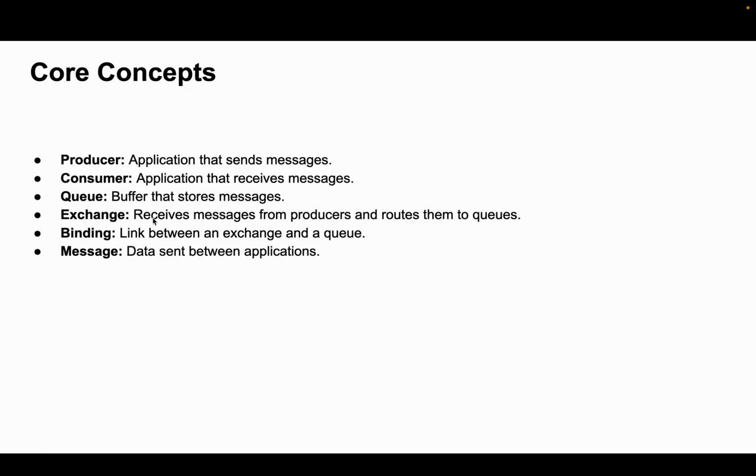Then the exchange is the one who receives the messages from the producer and routes them to the queue. And then we have binding. Binding is just a link between our queue and exchange, and a message is nothing but the data which is traveling across this architecture.